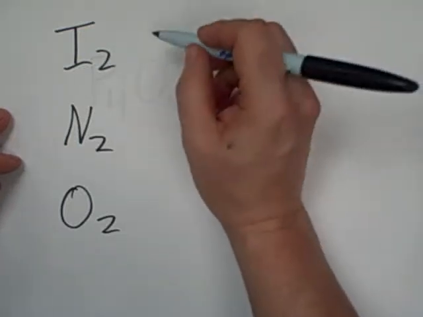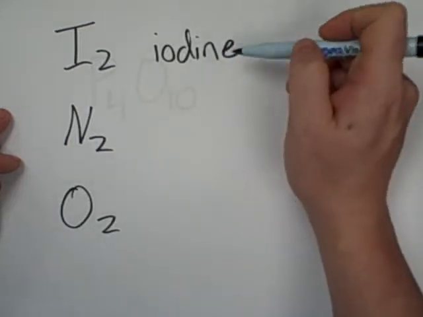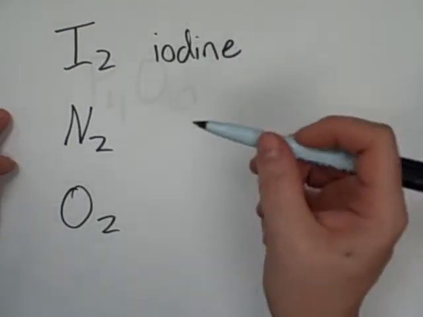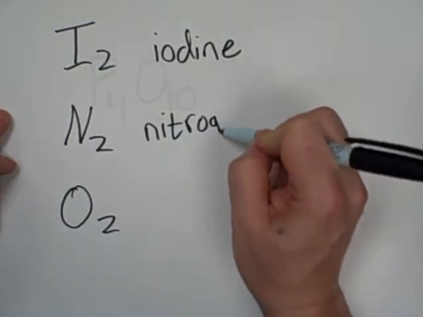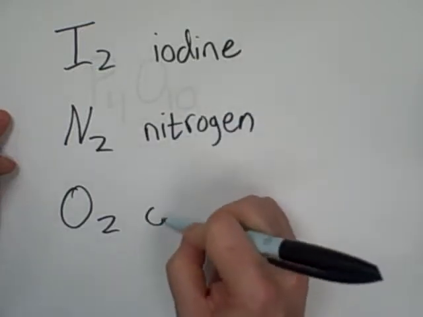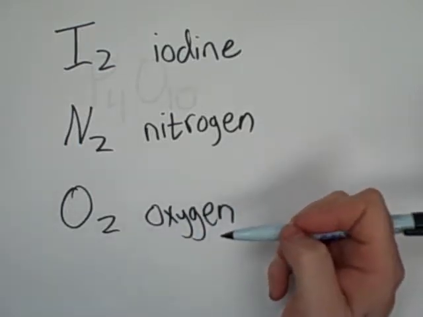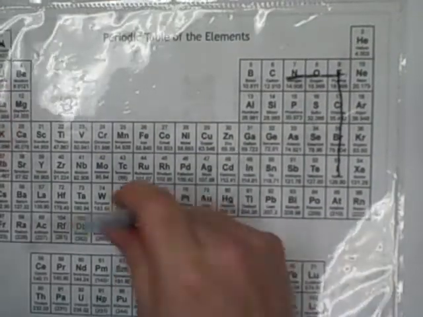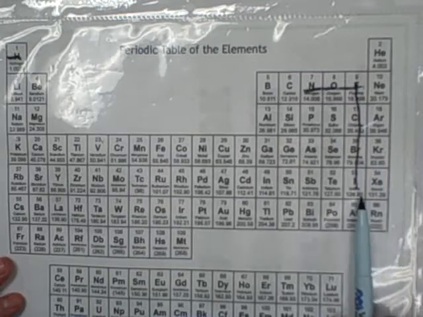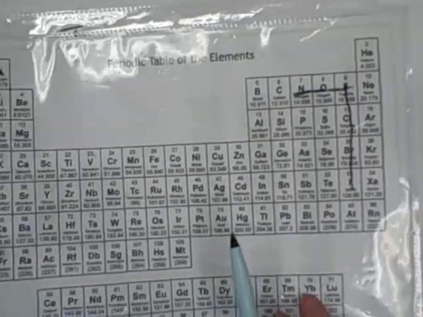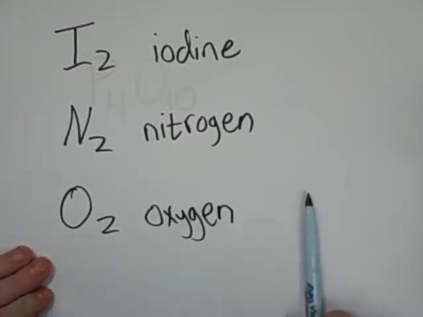So I2 is named iodine. There's no change to the name, no prefix is added. N2 is named nitrogen. And O2 is named oxygen. So if you have any of these 7 diatomic elements, hydrogen, nitrogen, oxygen, fluorine, chlorine, bromine, and iodine, they are always going to be in pairs, and the name is just the name of the element.